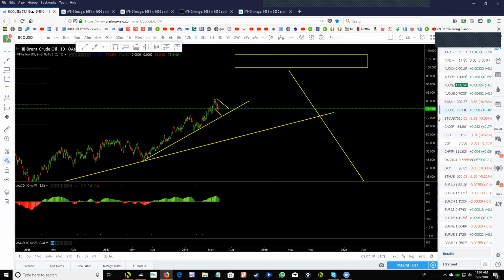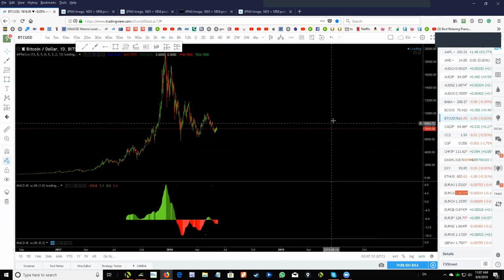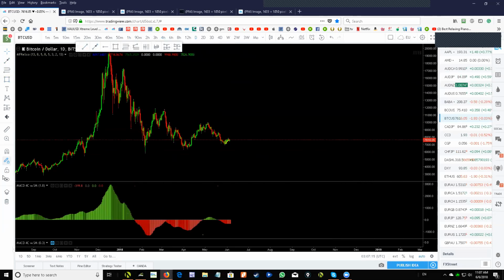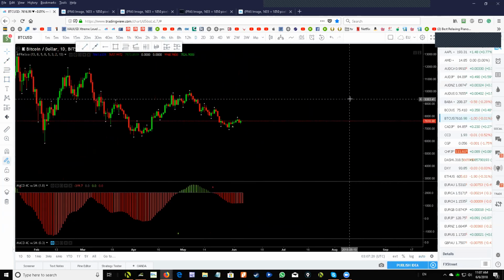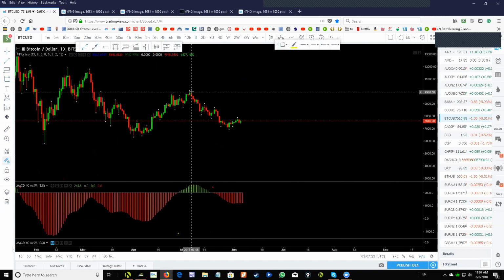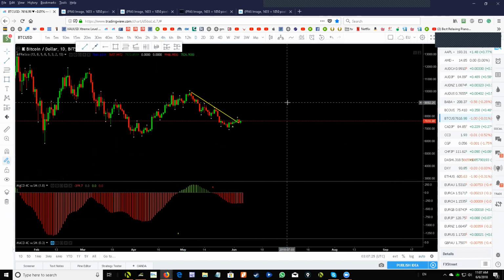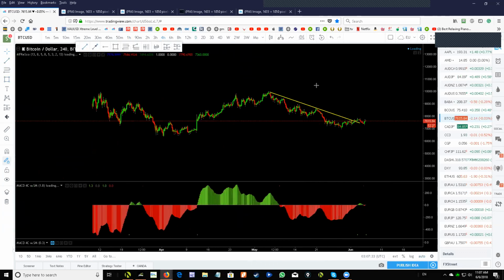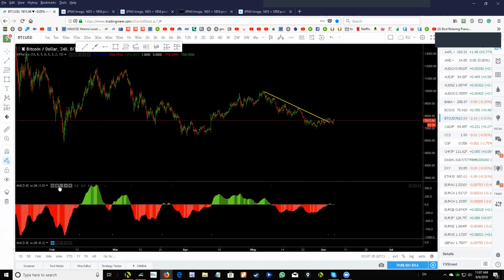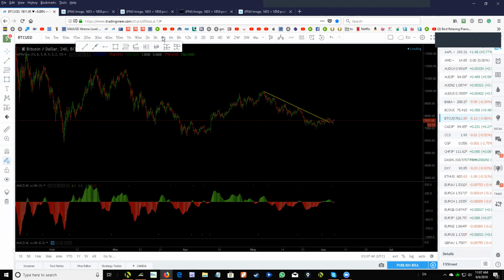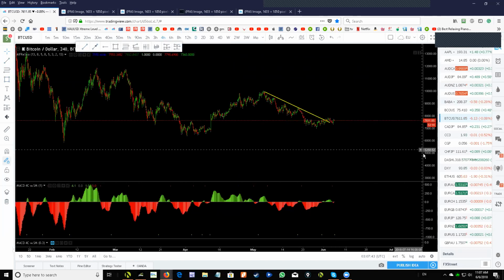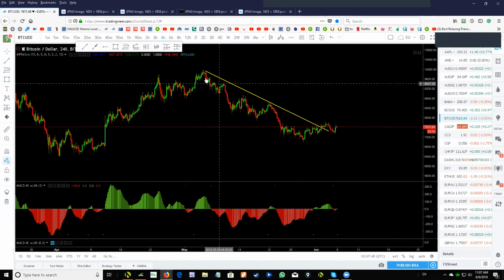Come back to it. Or Bitcoin. Let's look at what Bitcoin is doing. Okay, so what do I think Bitcoin is doing? Let's have a look at Bitcoin over here. So it broke out of this trend line. Hold on, let me just shift this down to one. On the daily, what am I getting? On the 4 hour, what am I getting?